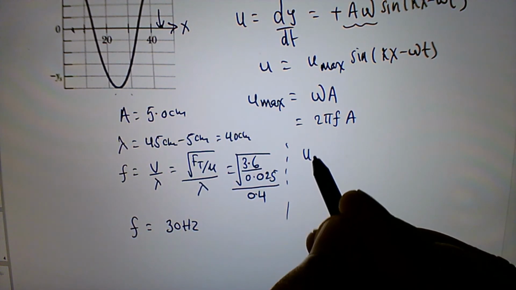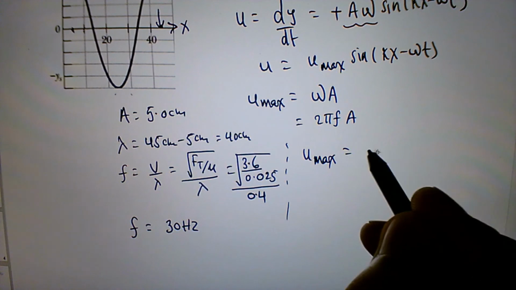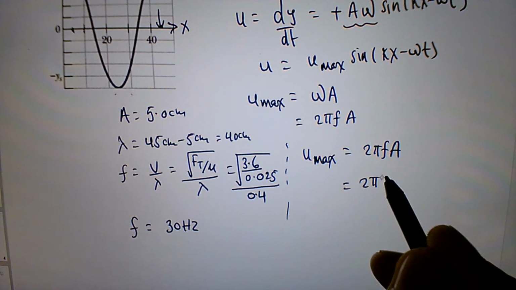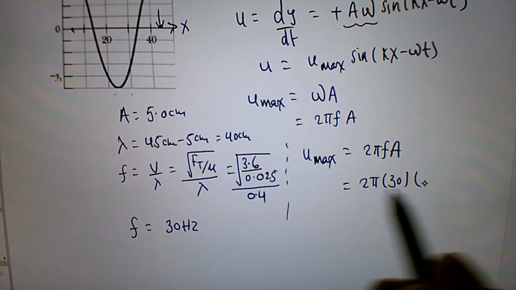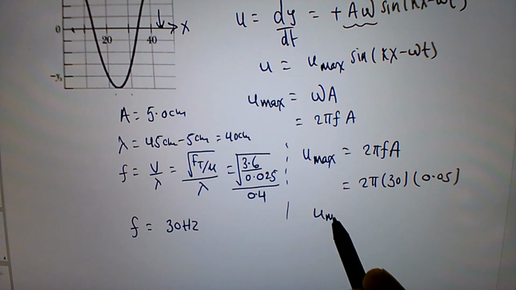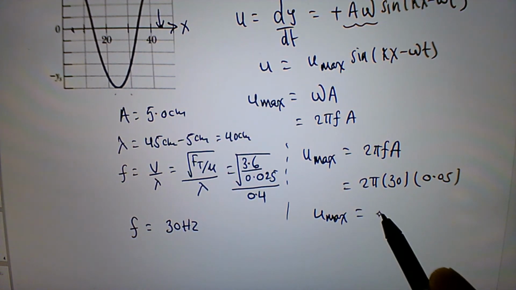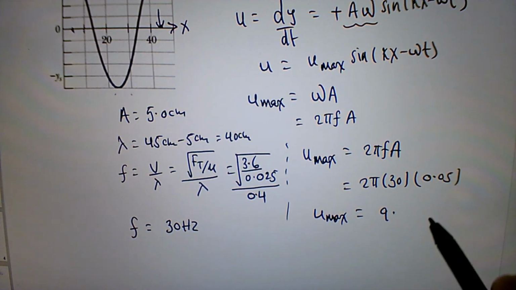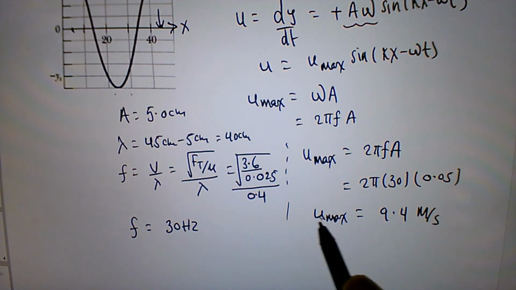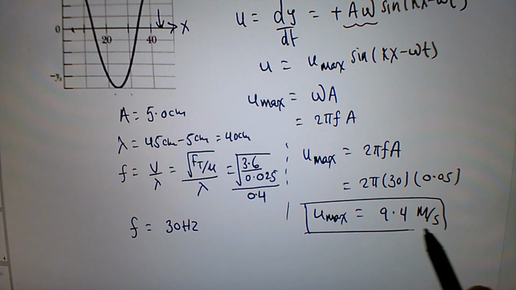Now you just put it back here. Your u max, which is the maximum transverse speed that it is asking for, is 2 pi times the frequency, 30 hertz, times the amplitude, 5 centimeters, so 0.05. That's the u max. The maximum transverse speed of the particles of the string is 9.4 meters per second. So that should be the answer.